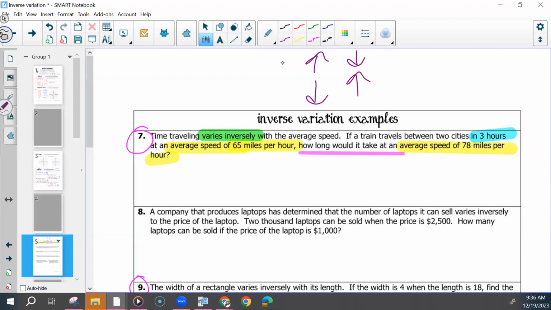Just like direct, you'll see varies inversely, varied inversely, inversely proportional. Whatever comes before those words is your y. Whatever comes after is still your x, so that part has not changed. So every time you see something about time, that's y. Every time you see something about average speed, that's x. So what are we looking for? Y or x?